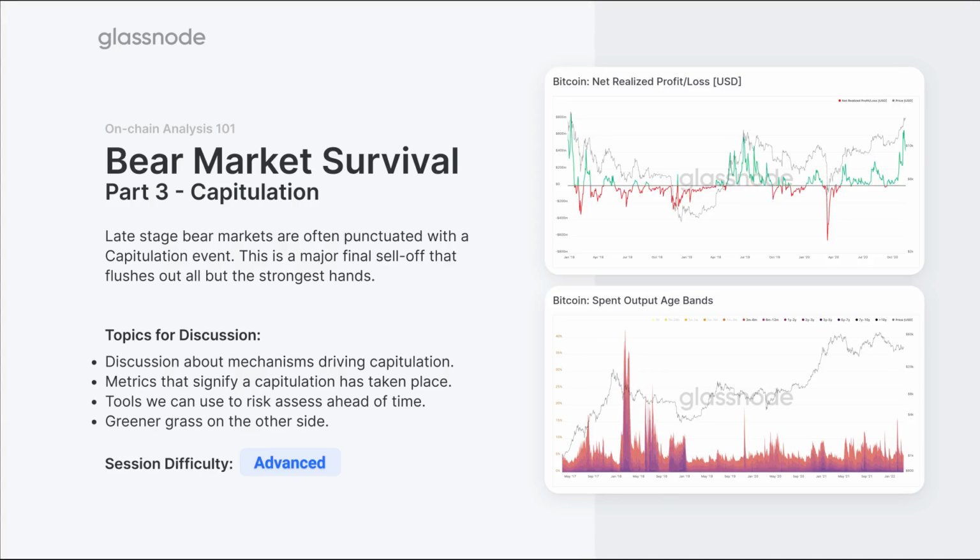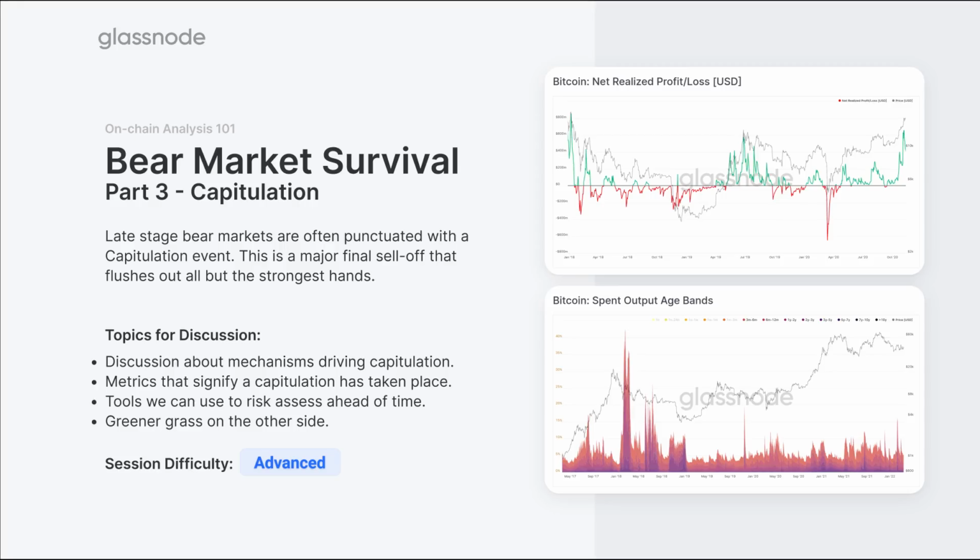So what we're going to look at in this session is some of the mechanisms that actually drive a capitulation. What actually happens? What do they look like? And what was the market structure that leads into them? We're going to look at some of the metrics that actually signify that a capitulation has taken place in the past on the Bitcoin ledger.